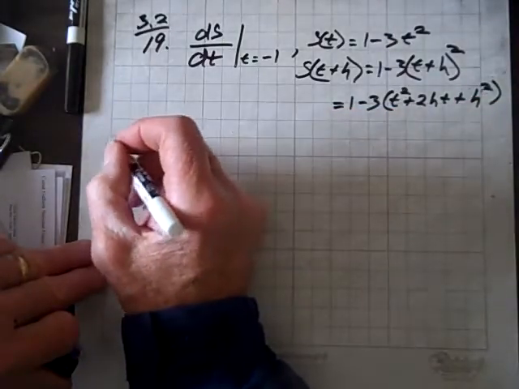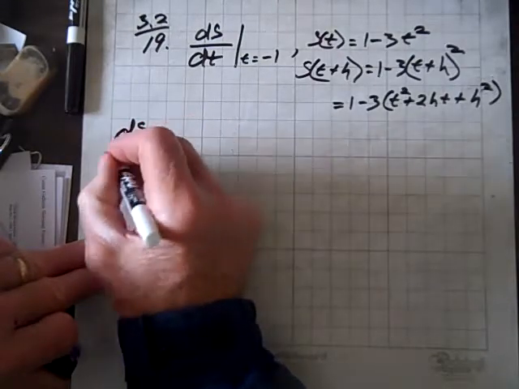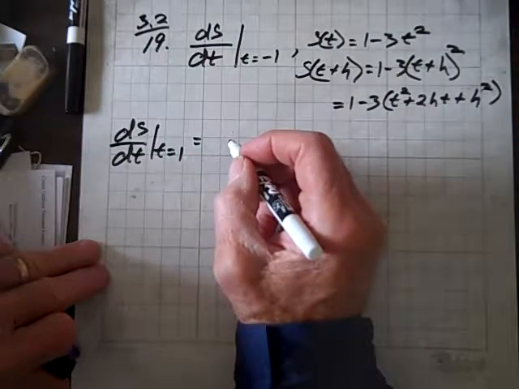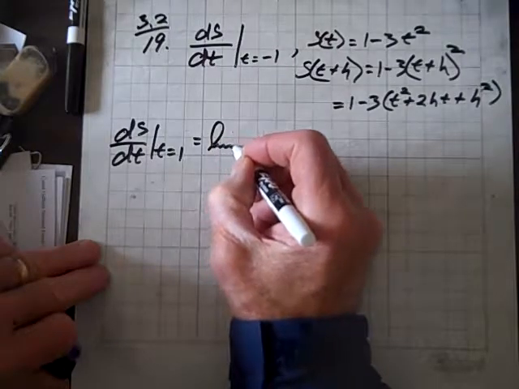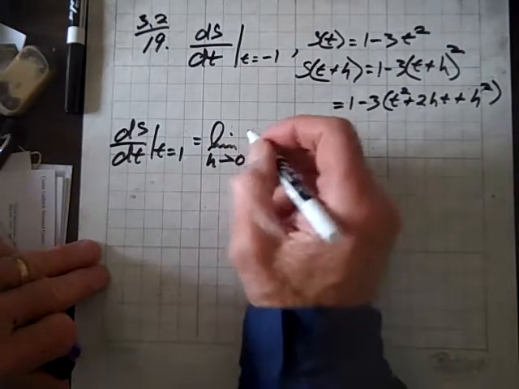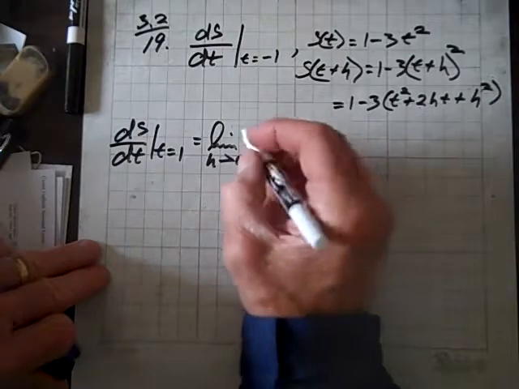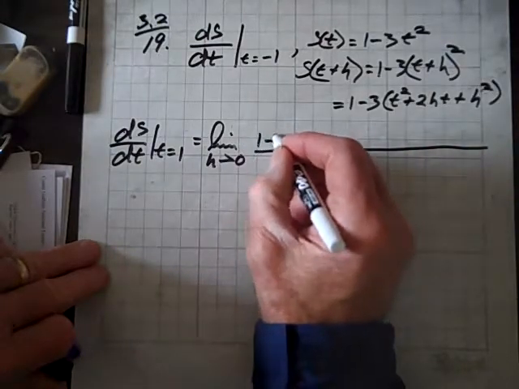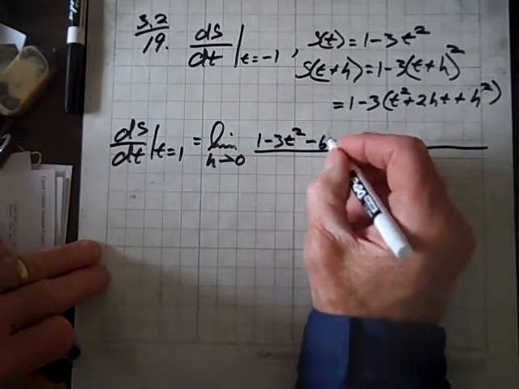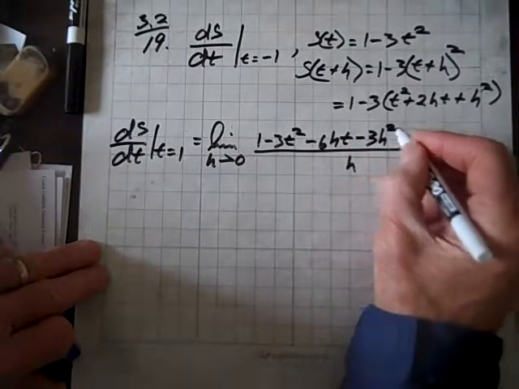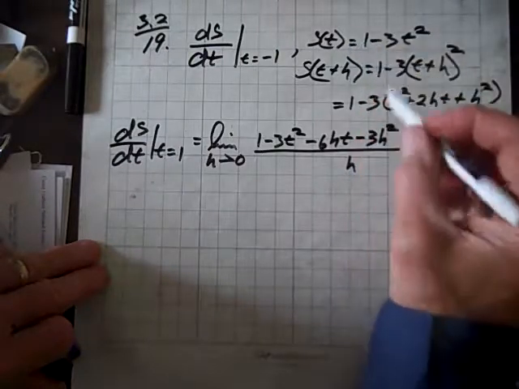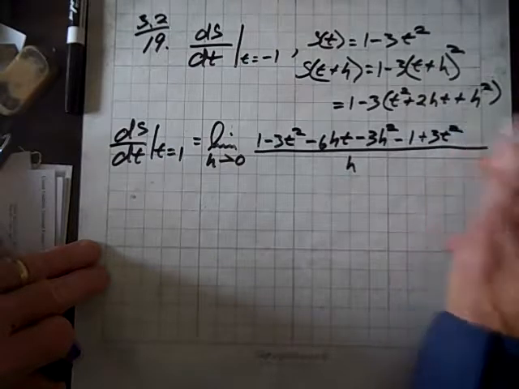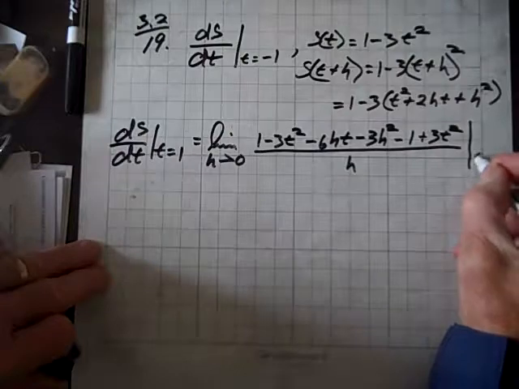And so now ds/dt at t equals 1 equals the limit as h goes to 0 of this thing, and I'm going to multiply through by that negative 3, and make a big division bar there, h, and I'm going to get 1 minus 3t squared minus 6ht minus 3h squared, and now we're going to subtract s of t, so 1 times the negative is going to be negative 1, and a negative 3t squared is going to be a positive 3t squared, and we're going to evaluate that for t equals negative 1.